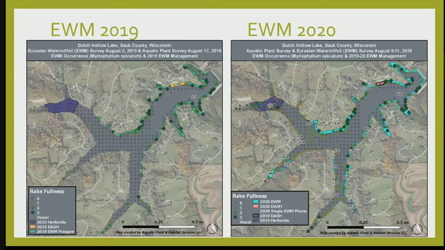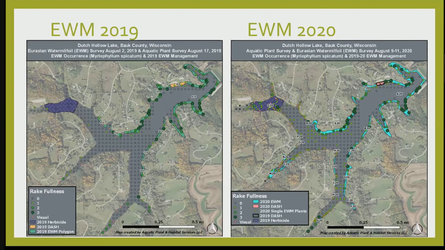So here's a milfoil map of 2019 compared to 2020. You can also see the Woodland Bay herbicide treatment area. What this map shows us is that the areas of milfoil growth in 2019 on your left continue to be the same areas where milfoil is growing in 2020. That's really no surprise. Those have been ongoing problem areas.